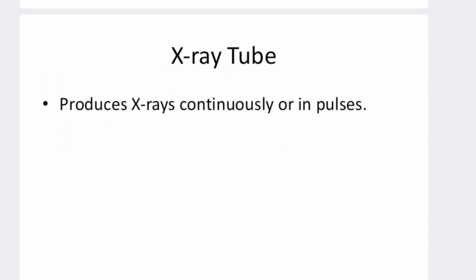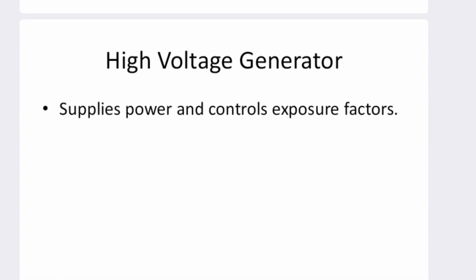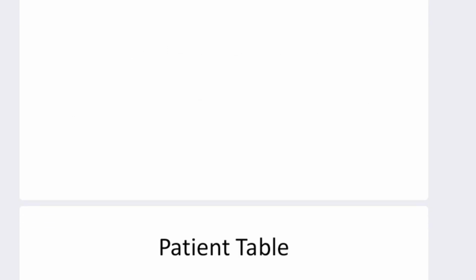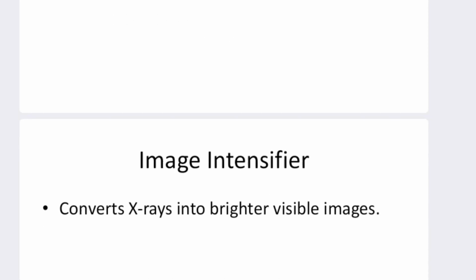Then the X-ray tube produces X-rays continuously or by means of pulses, and these X-rays are used for imaging the organs very clearly. Next is the high voltage generator. It supplies the power and controls the exposure factors properly. Next, the patient table. The patient table is made of radiolucent material and has the capability of tilting over different angles.